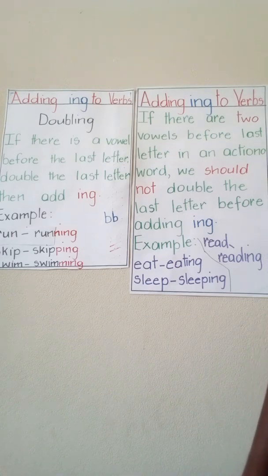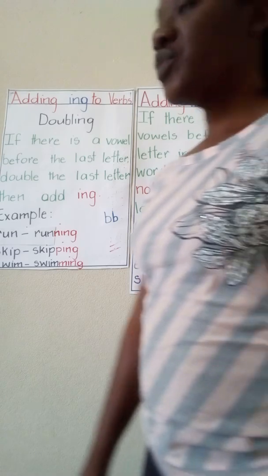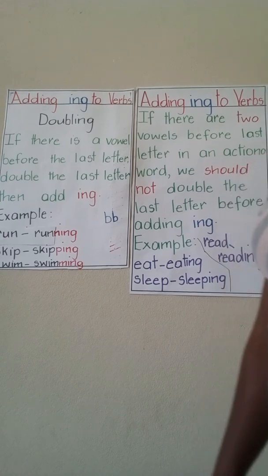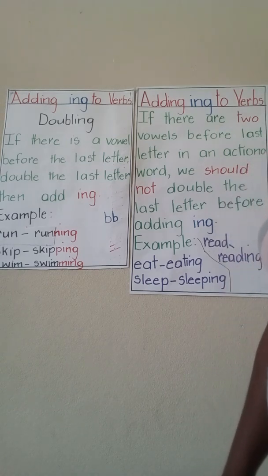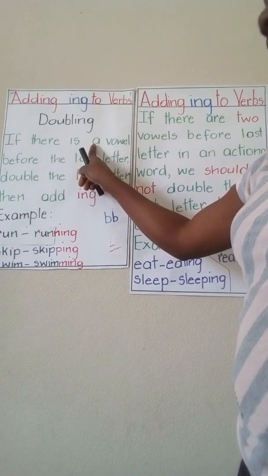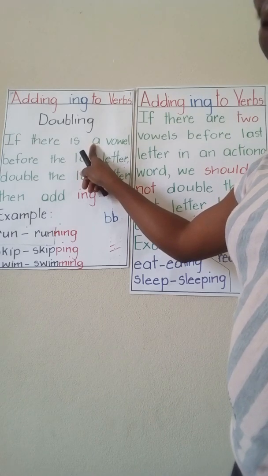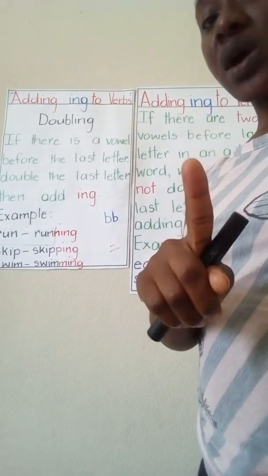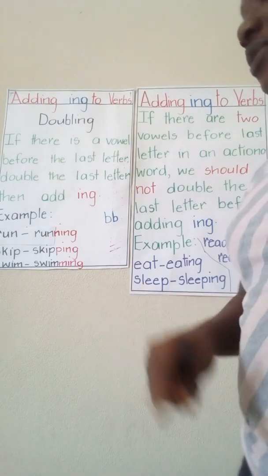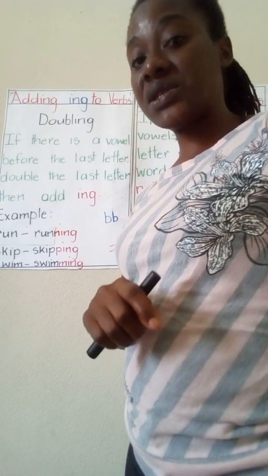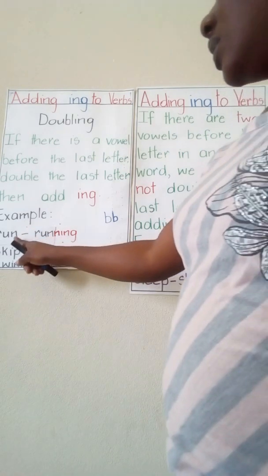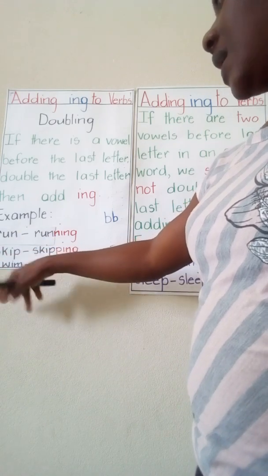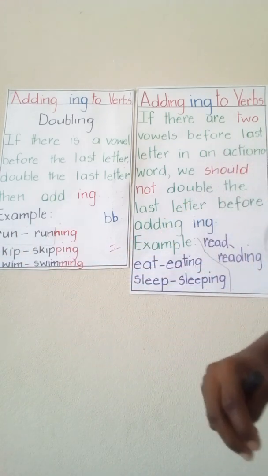Yesterday, you learned the rule for adding ing to action words that have a vowel before the last letter. Now let us look at the word a. A means one. So a vowel means one vowel. So when there is one vowel before the last letter in an action word, we double the last letter, just like in the words run, skip, and swim. And we looked at those yesterday.